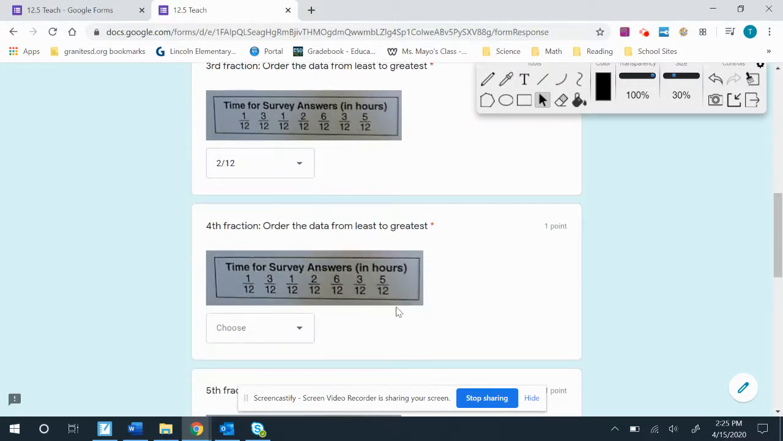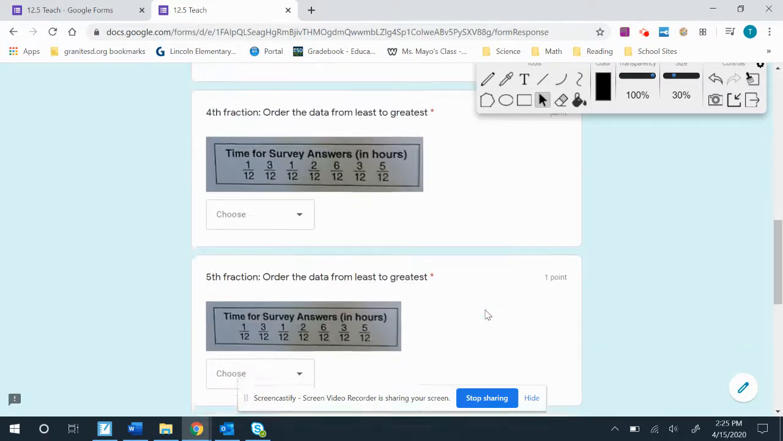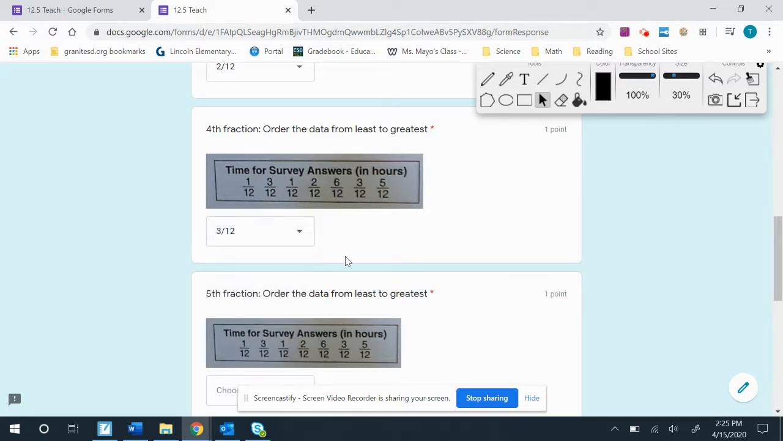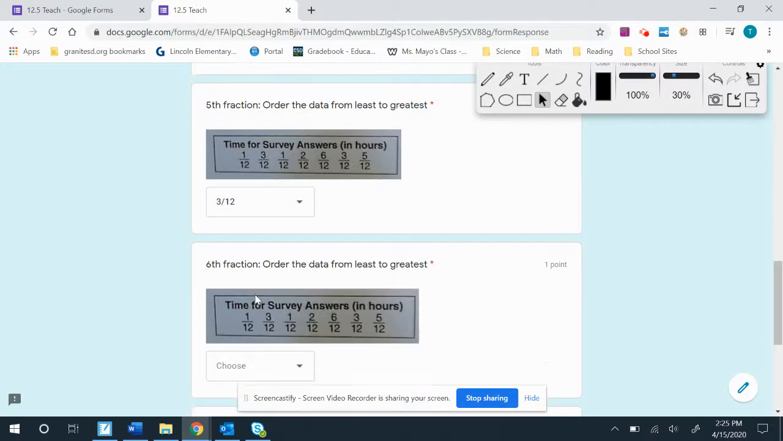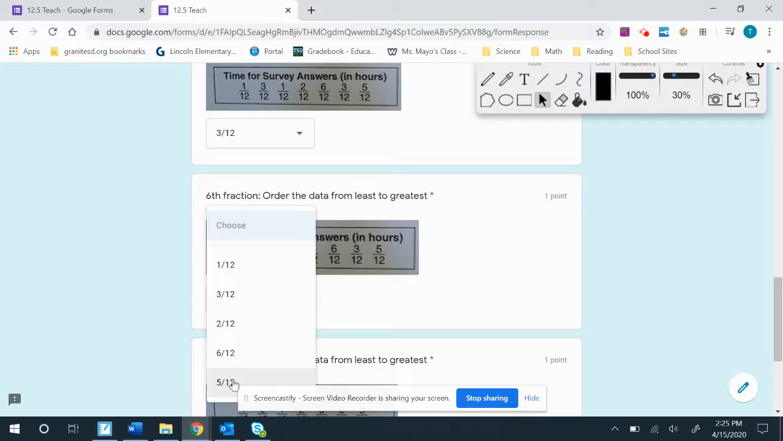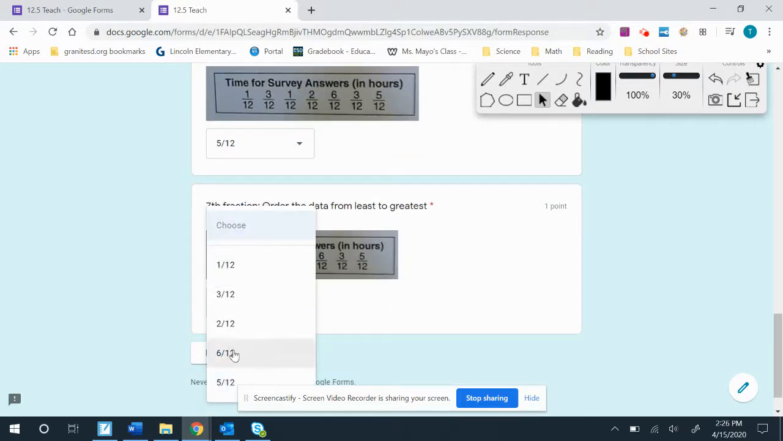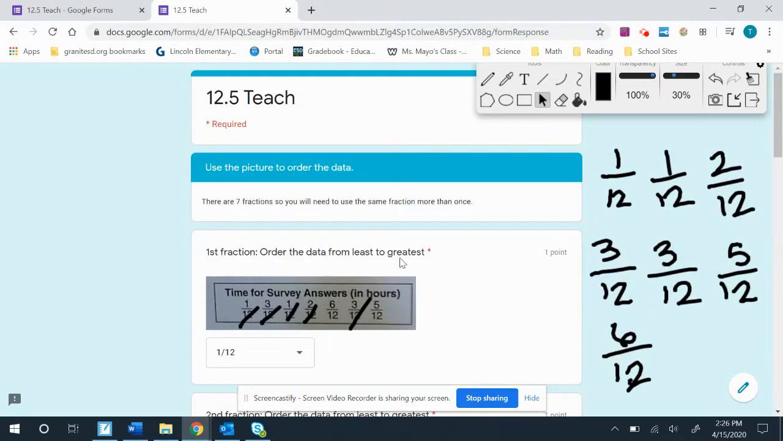After that comes the fourth one. 1, 2, 3, 4. So it's 3/12. This will be easier for you because you will have it on your paper. Then the one after that is 3/12 again. Then we have 5/12. And our 7th fraction, our last one, the biggest, the greatest, is 6/12. This is step 1, ordering them. We just ordered them from least to greatest, and our Google form or quiz showed us how to order them.